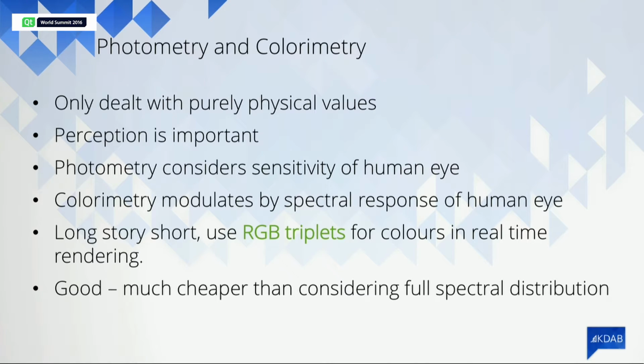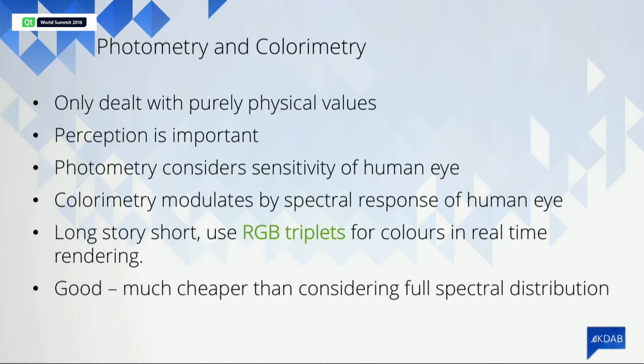There's another field called photometry, which maps this radiometry onto the sensitivity of the human eye. And then colorimetry modulates that by the spectral response of the human eye. Now, very lucky for us graphics engineers, the human eye is incredibly lossy. You can take many, many different spectral distributions, and we will interpret them with our puny little meat bag eyeballs as being exactly the same color. We are terrible at resolving color.